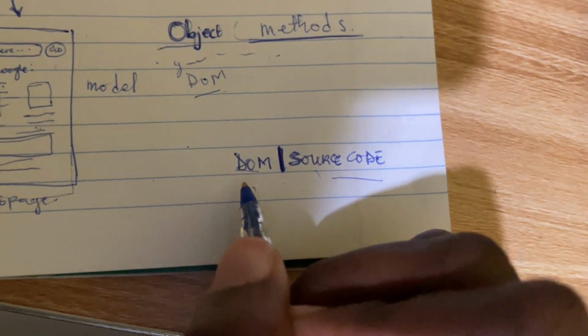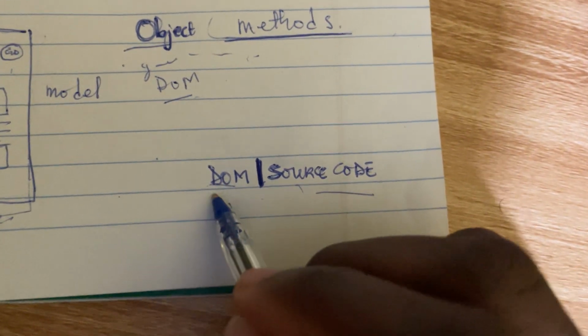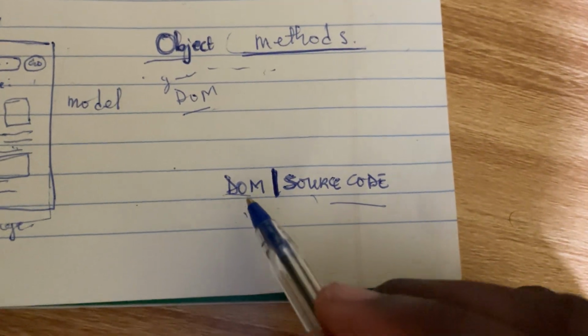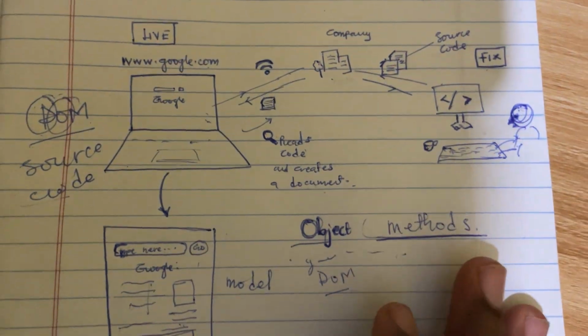Today I am coming to talk about the document object model, the DOM, and the difference between the DOM and the source code. Now let's take a look at this diagram over here.